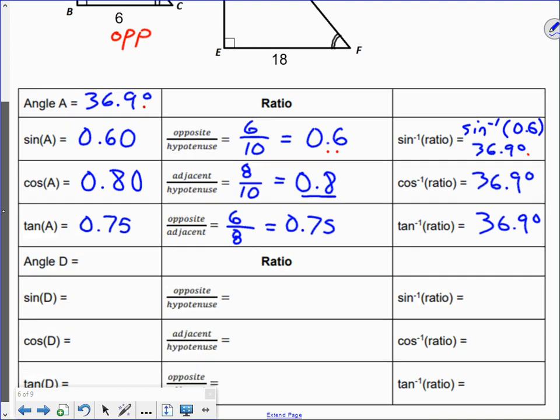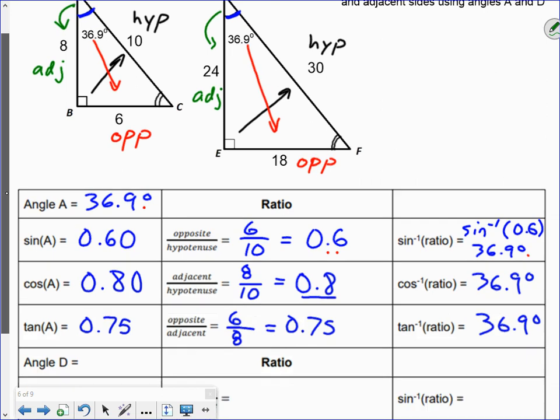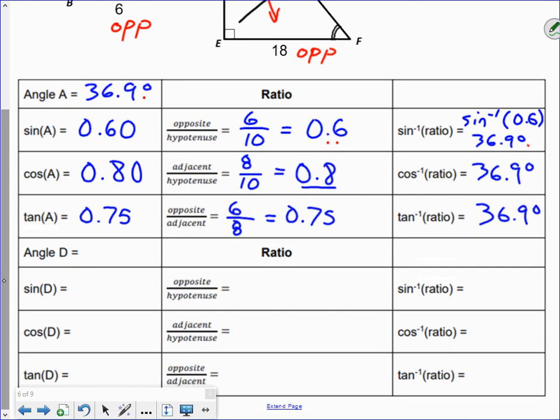So let's do the same thing for our other triangle here. We've got angle D up there at the top. This is our hypotenuse here. We are going to have our opposite, which is across from angle D. So this is our opposite. And obviously our adjacent is right next to it. All right, so the angle D is the same as angle A.